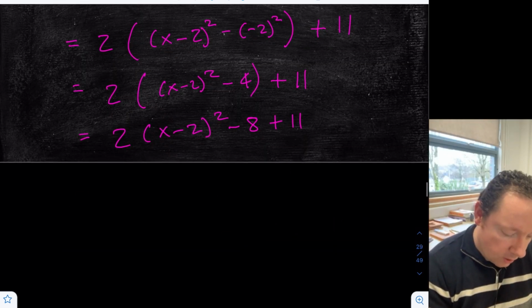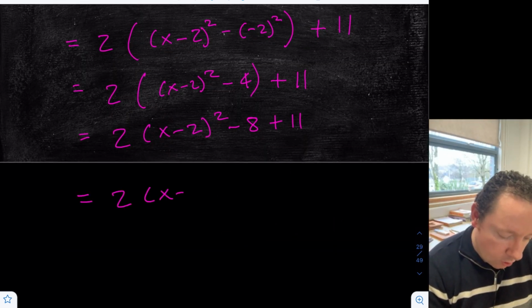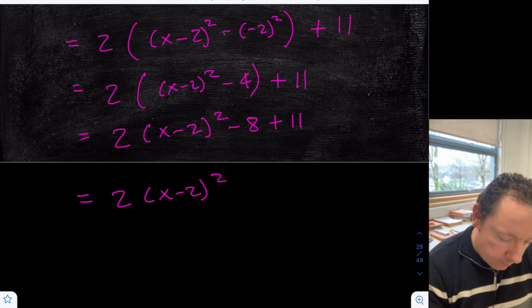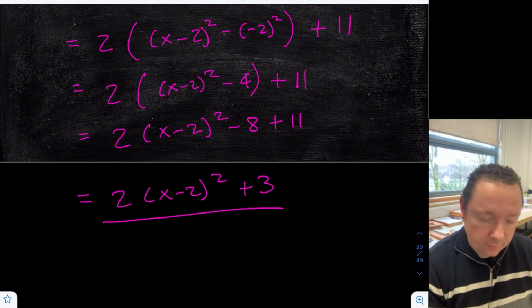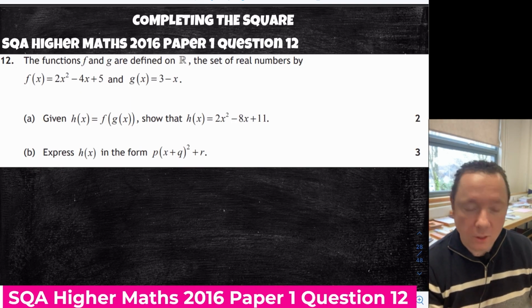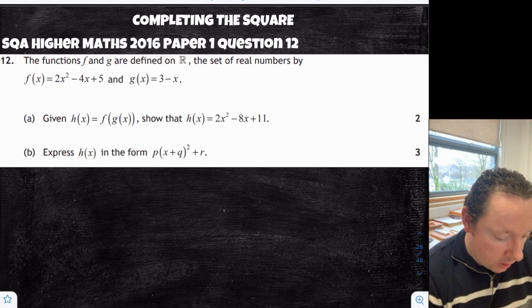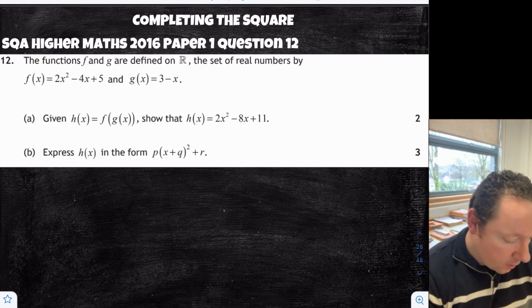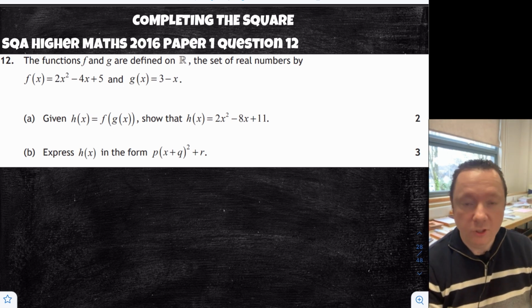That's completing the square, SQA Higher Maths 2016, paper 1, question 12. Functions f and g are defined on a set of real numbers by f of x is 2x squared minus 4x plus 5, g of x is 3 minus x. Part A, given that h of x is f of g of x, show that h of x equals this. So find f of g of x.